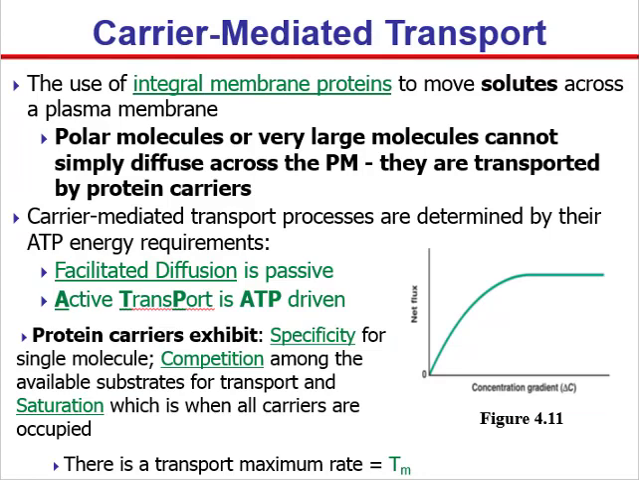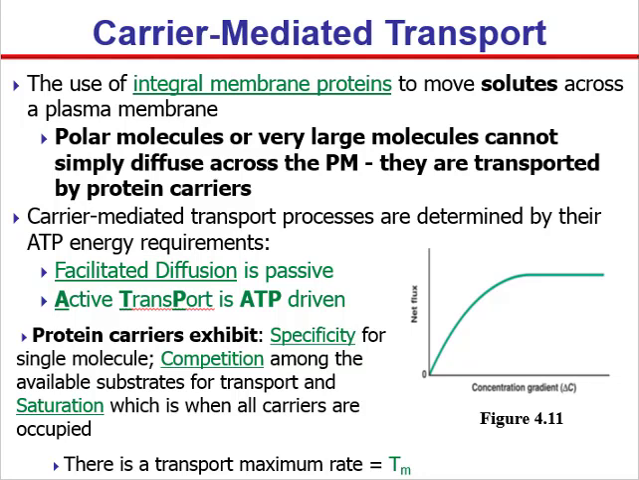If we look at carrier-mediated transport, it's a similar process, but here the membrane protein will bind with the molecule trying to get across, which will induce the protein to change shape temporarily and then move the molecule across to the other fluid compartment. Polar molecules or very large molecules cannot simply diffuse across the plasma membrane. They are transported across by protein carriers. This sets up a point of regulation. Fick's law says the rate of diffusion depends on permeability, concentration, distance, surface area, temperature, size and solubility of the molecules trying to pass.